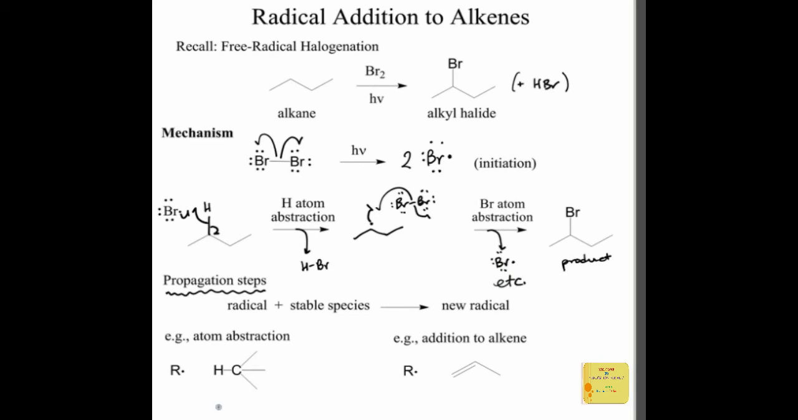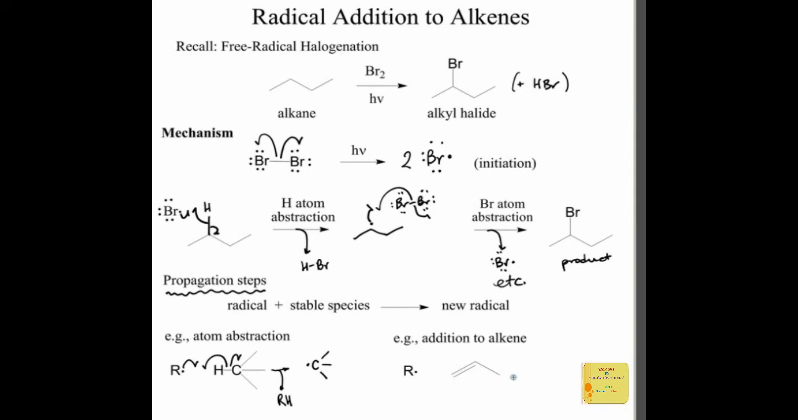Okay, and there's two general types of propagation steps we can have. In free radical halogenation, the only one we saw was this first one, for example, atom abstraction. So the radical comes after an atom from a stable molecule, such as a hydrogen atom, and it removes that hydrogen. Okay, we saw it can pluck off a hydrogen, it can pluck off a bromine from Br2. We're going to make a molecule here of a hydrogen attached to the radical, and we're going to form a carbon radical in this case. Okay, so free radical halogenation relies on only atom abstraction as our propagation steps.